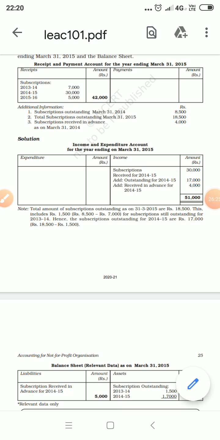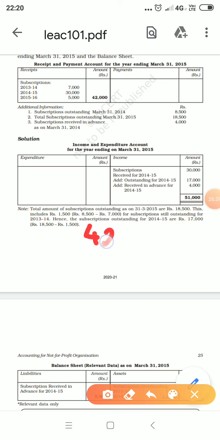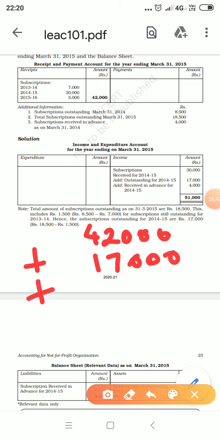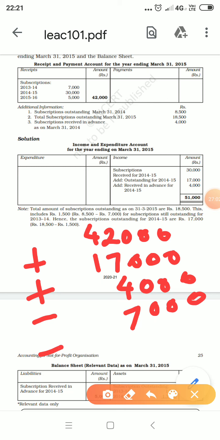Now if you want to use the full-fledged sum formula, even then you will get 51,000. I will show you how. The full-fledged formula is, we will take 42,000, isn't it? 42,000 is given here. So 42,000, add current year's outstanding 17,000, add previous year's advance received during current year 4,000, minus previous year's outstanding received during current year 7,000, minus current year's advance, income received in advance 5,000.